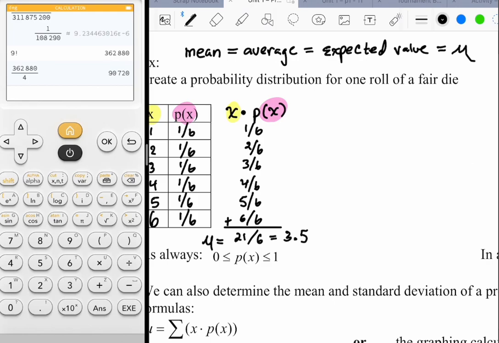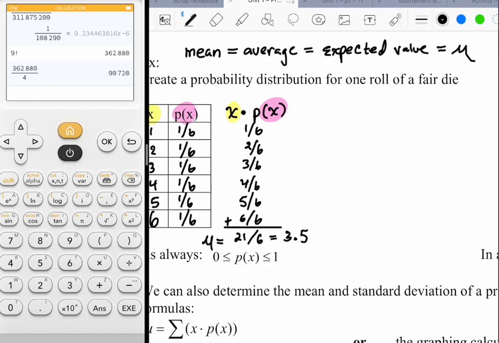Which, based off of my definition, mean, average, expected value, the value that you would expect to get, I don't know that I would expect to get a 3.5 when I roll a die. All right. Now, if I rolled the die 100 times and averaged up my outcomes, now we're talking.